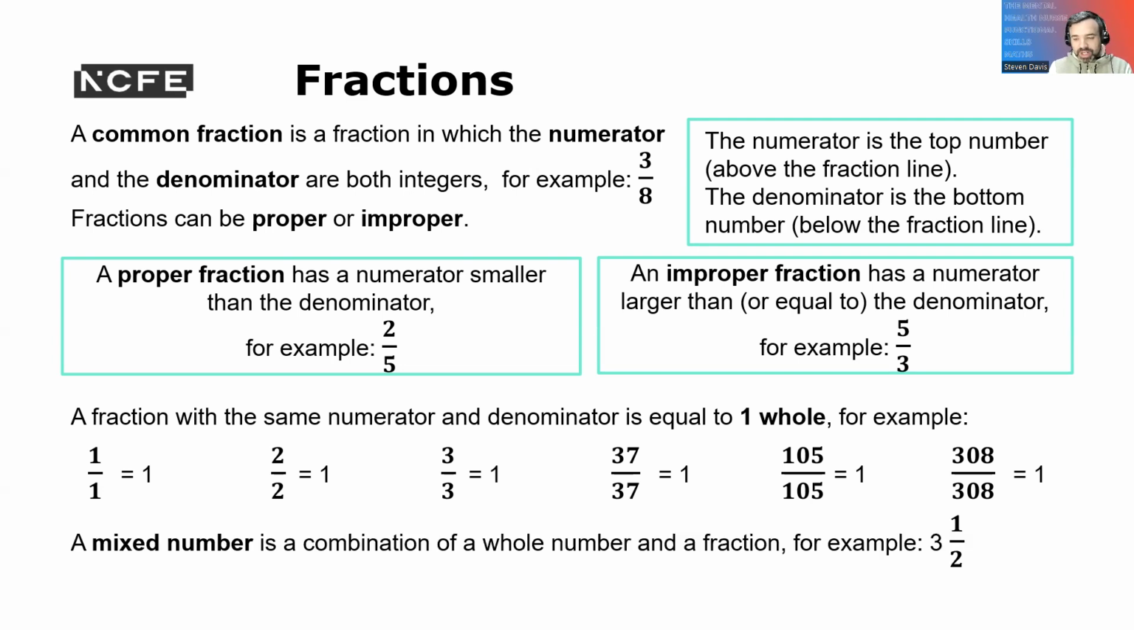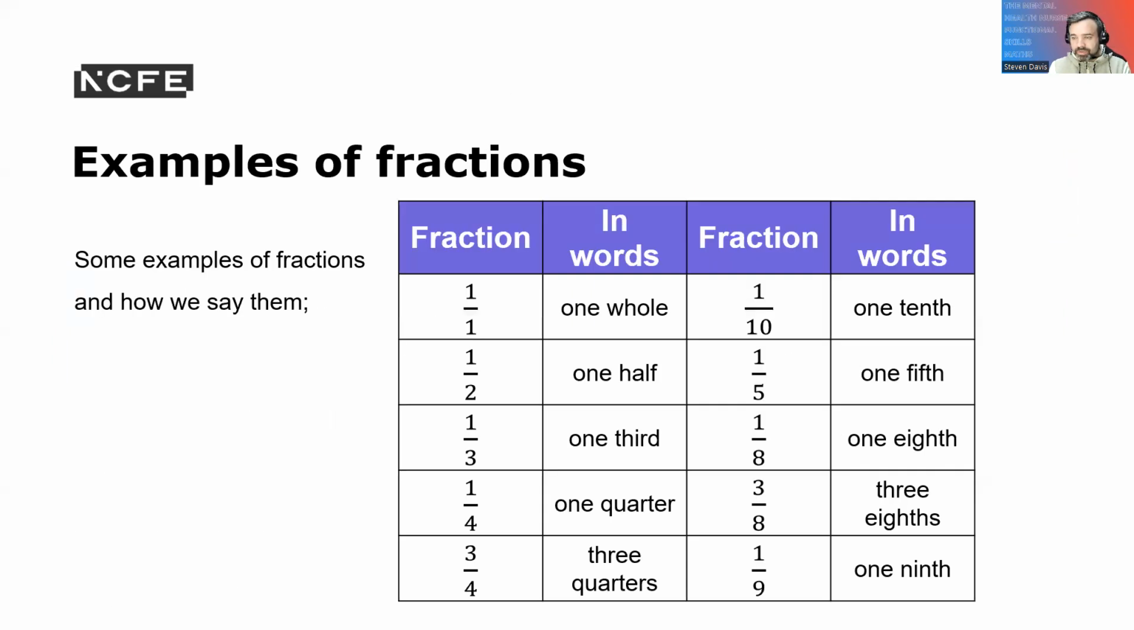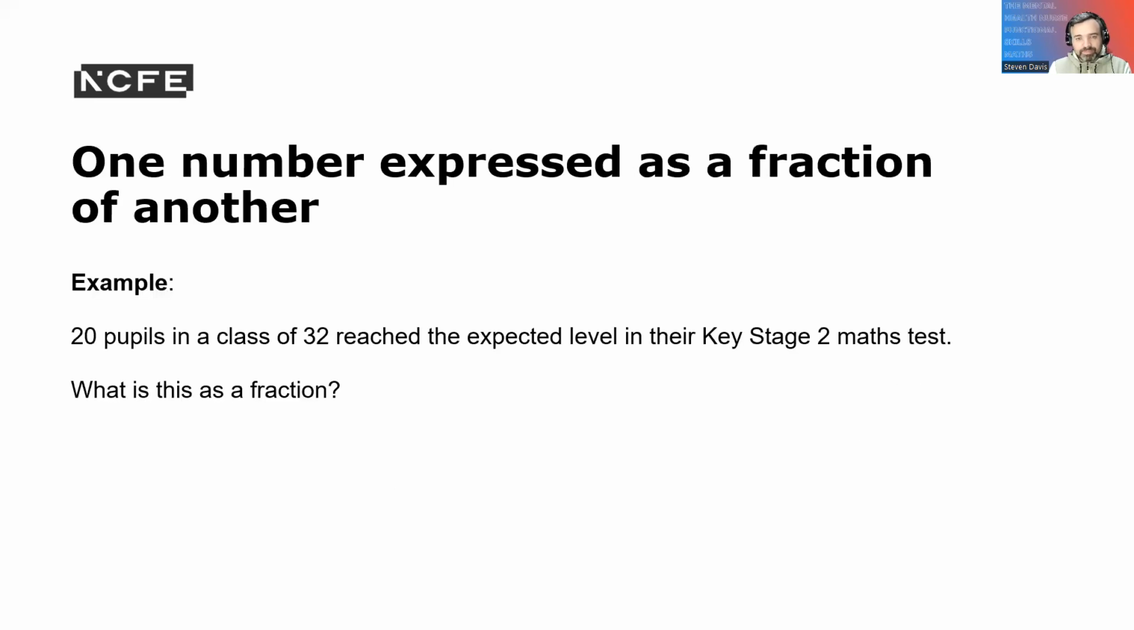A mixed number is a combination of a whole number and a fraction, for example, 3/2. So again, that's the same slide we saw before. Some examples of fractions and how we say them. Again, we covered this in the previous class. So 1 whole, 1/2, 1/3, 1/4, 3/4, 1/10, 1/5, 1/8, 3/8, and 1/9.